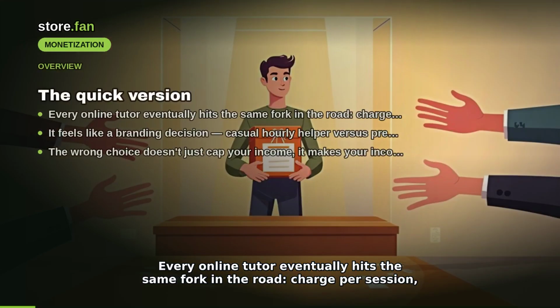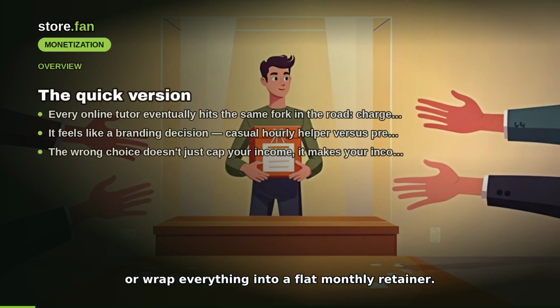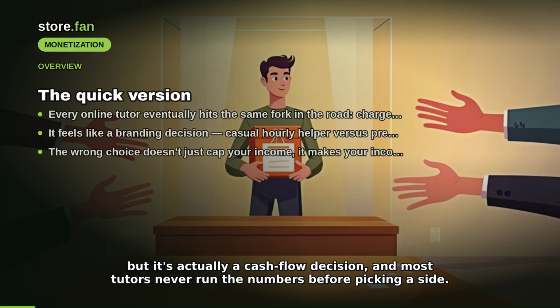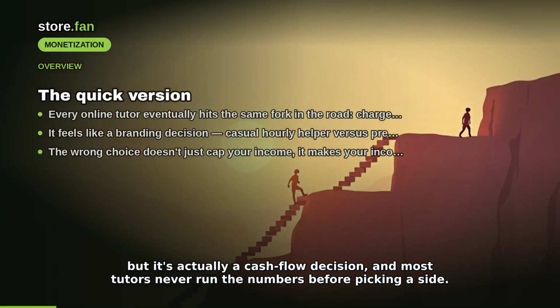Every online tutor eventually hits the same fork in the road. Charge per session, or wrap everything into a flat monthly retainer. It feels like a branding decision. Casual hourly helper versus premium subscription coach. But it's actually a cash flow decision, and most tutors never run the numbers before picking a side.